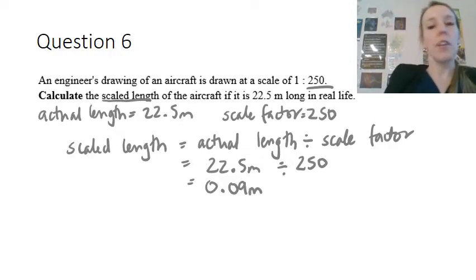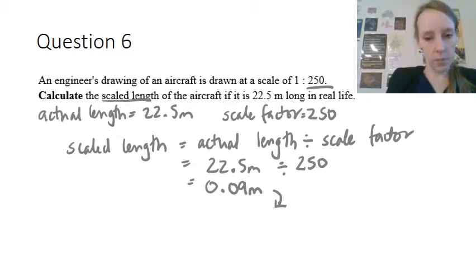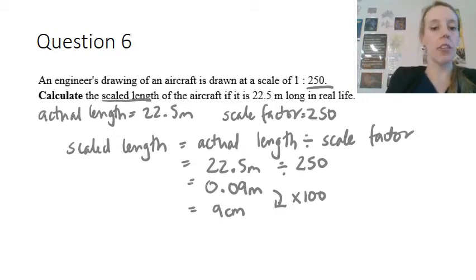Now that's not really a practical unit. If you ask, how far away is your computer? You say, oh, 0.09 meters. No, that doesn't make sense. So we're going to convert that to centimeters. So there's 100 centimeters in a meter, so we're going to multiply by 100 to get our answer. So 0.09 multiplied by 100 is 9 centimeters, and that's it. That's a good length. So that's our answer to the question.